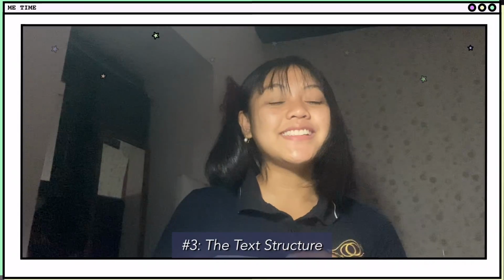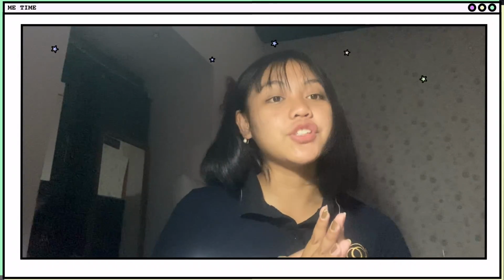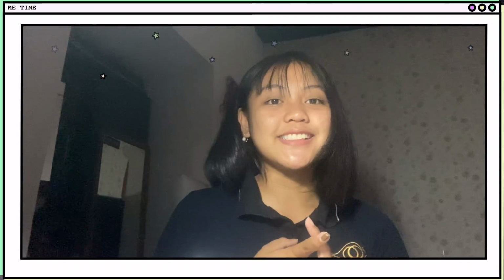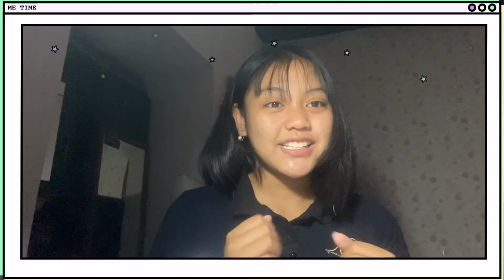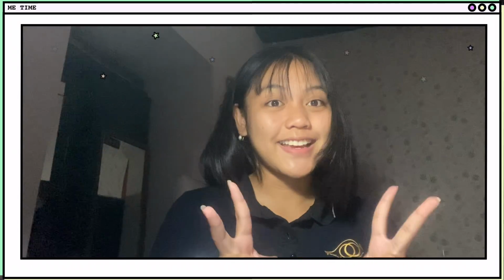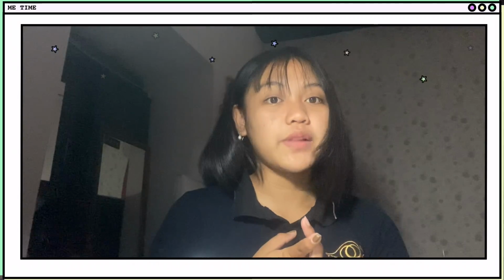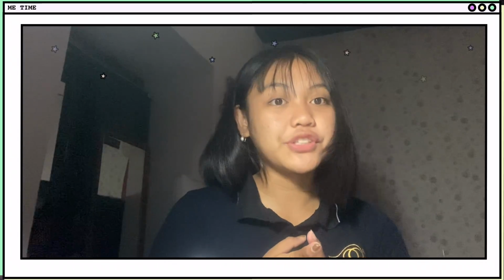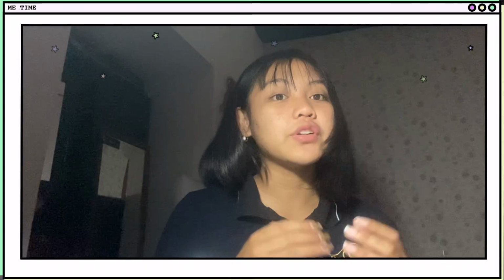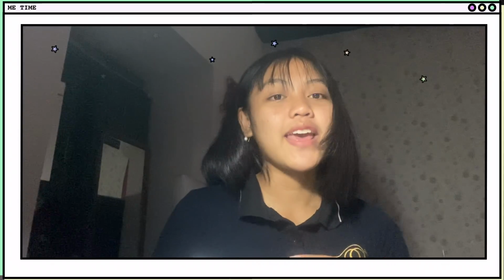The third is the structure of analytical exposition text. First is thesis. Thesis is introducing the topic and indicating the writer's point of view. The second is argument. Argument is explaining the argument to support the writer's position. Argument must be supported by evidence and explanation. And the last one is reiteration and conclusion. Is stressing the writer's point of view or strengthening the thesis.